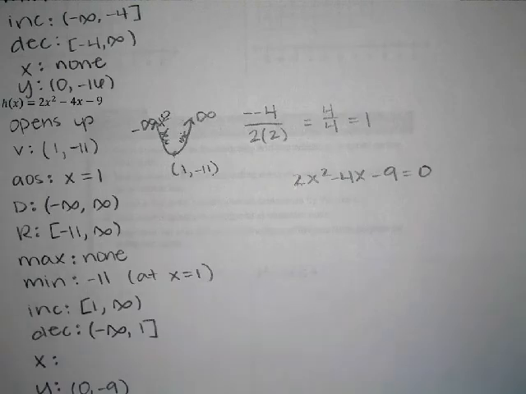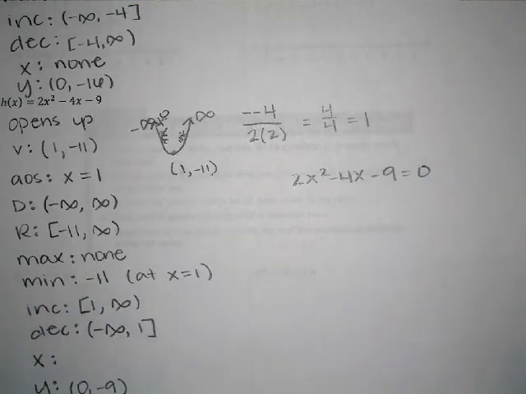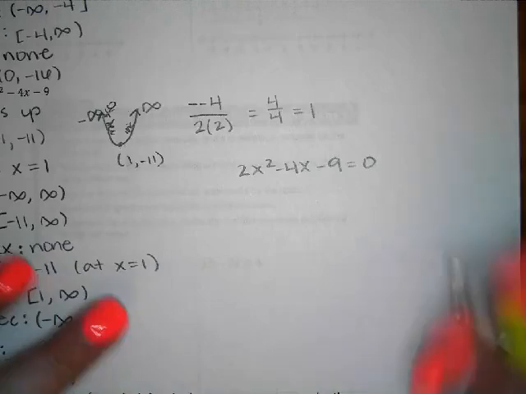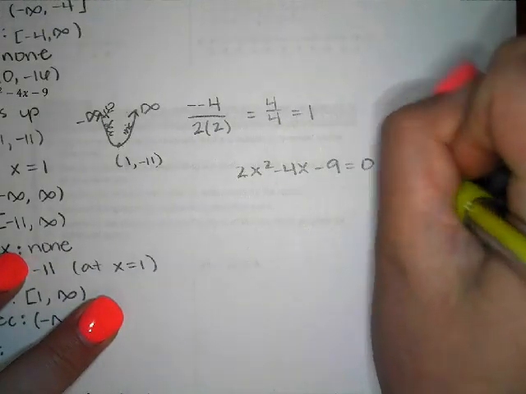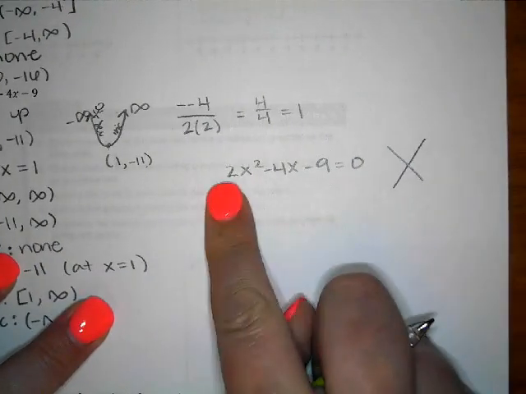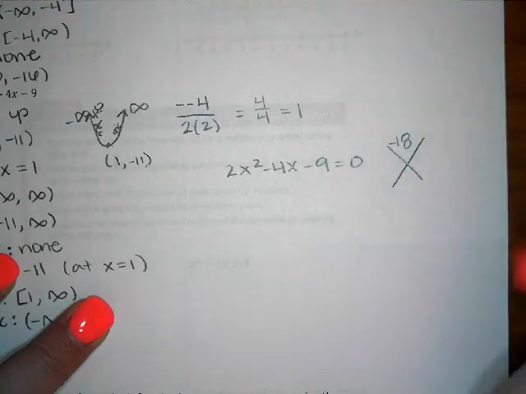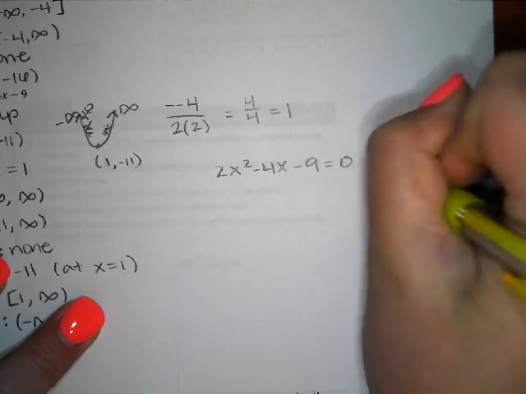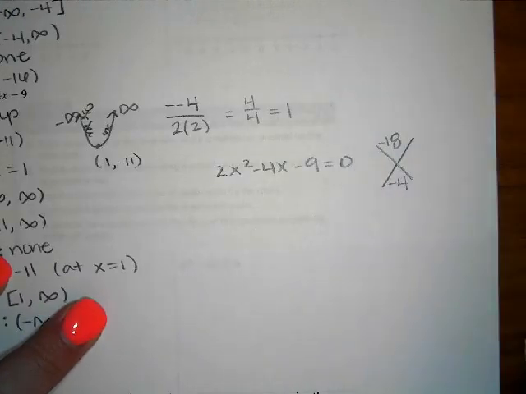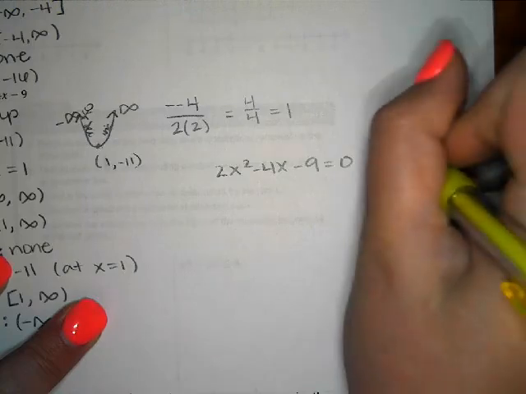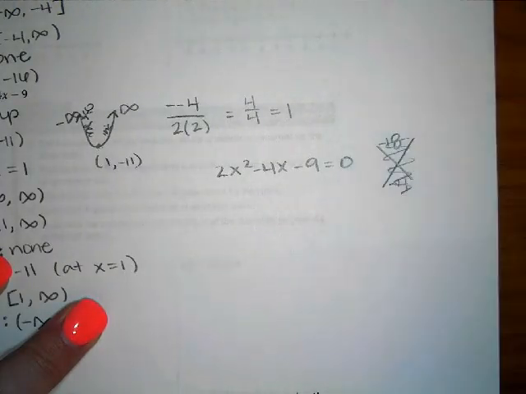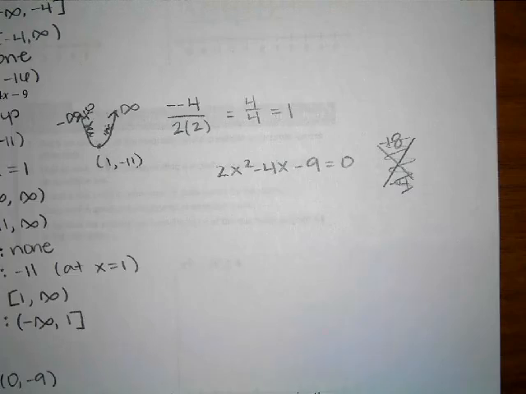So if I was to factor this, I would say 2 times negative 9 is negative 18. So I'd be looking for what multiplies to negative 18 but adds to negative 4. And there aren't any numbers that do that, which means that you can't factor this. And it also means that the x-intercepts then are probably weird decimals. So I'm going to use the quadratic formula. If you prefer completing the square, you could do that as well.